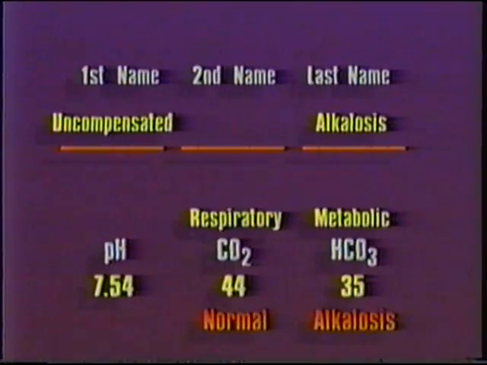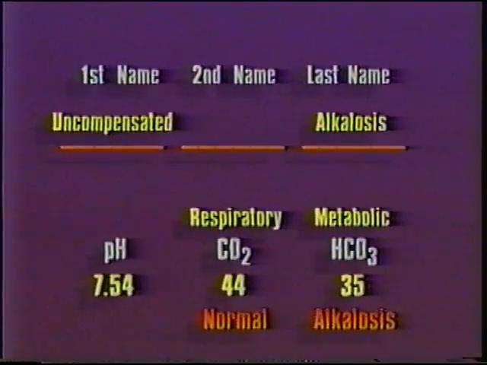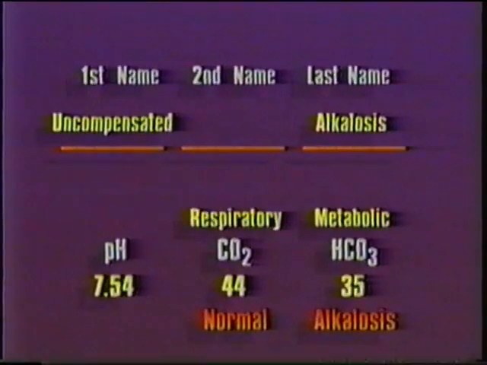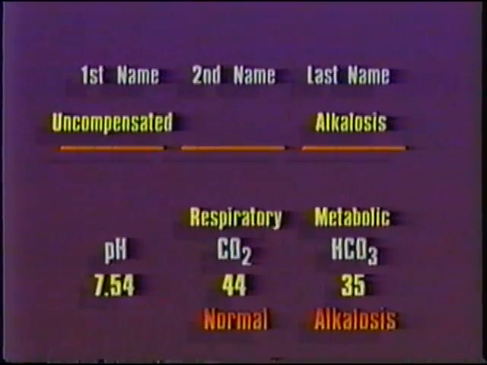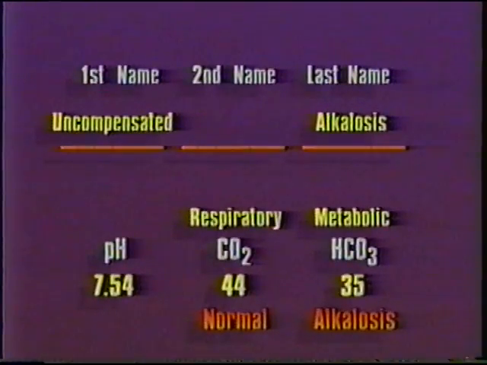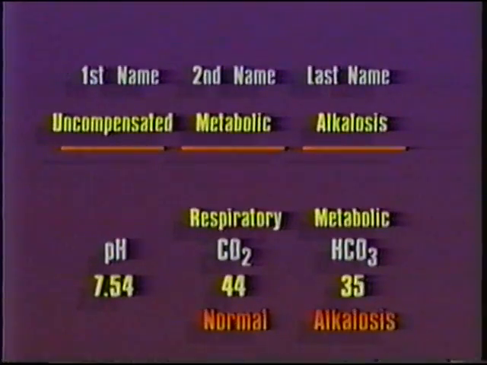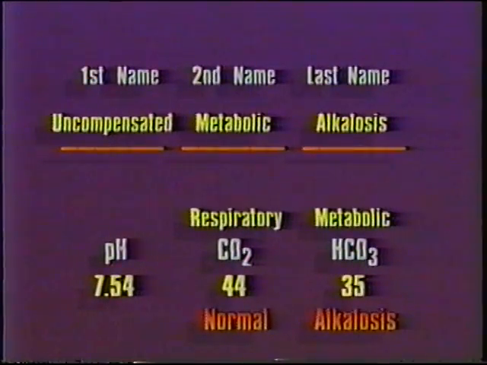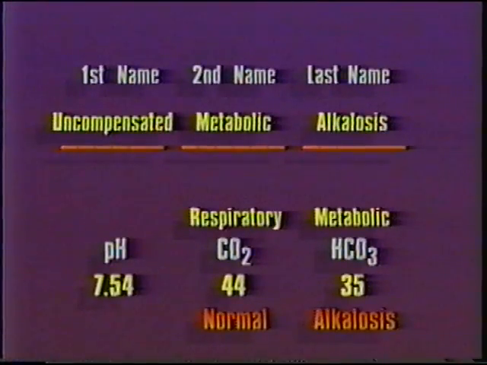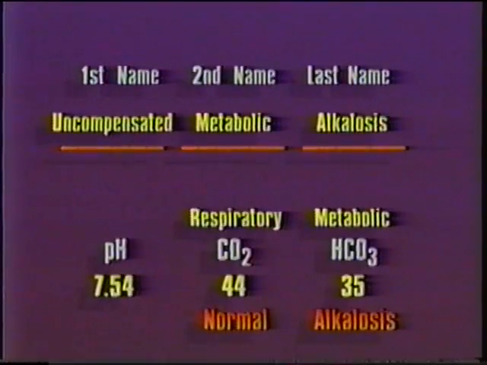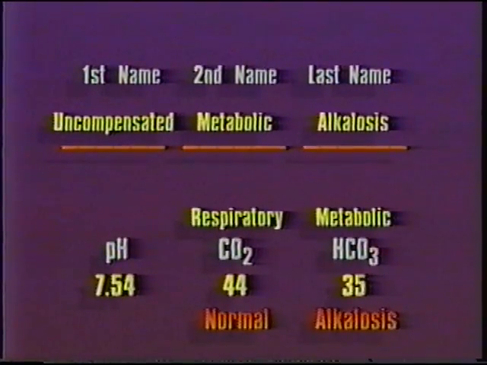Refer back to the baby's last name. It is alkalosis. The father of the baby has the same last name as the baby. Where do you find alkalosis, under CO2 or HCO3? Right, under HCO3, which is metabolic, so fill in metabolic for the baby's middle name. Therefore, the baby's name is uncompensated metabolic alkalosis.